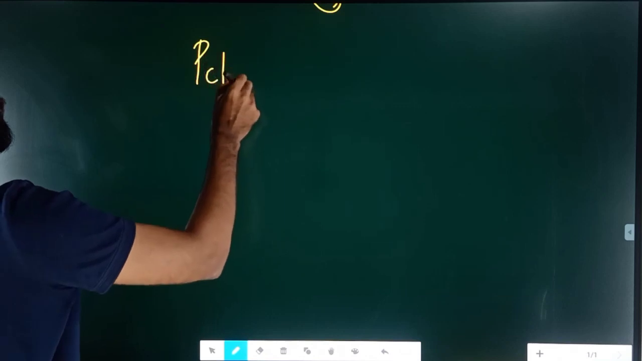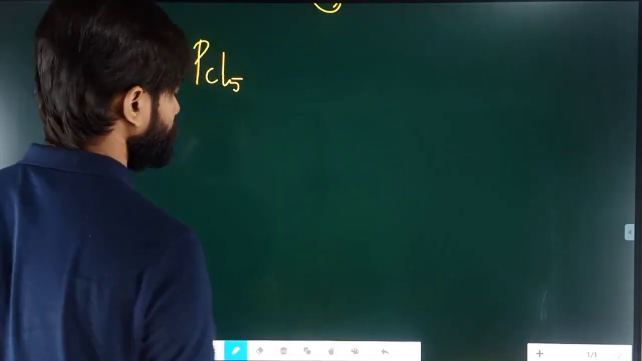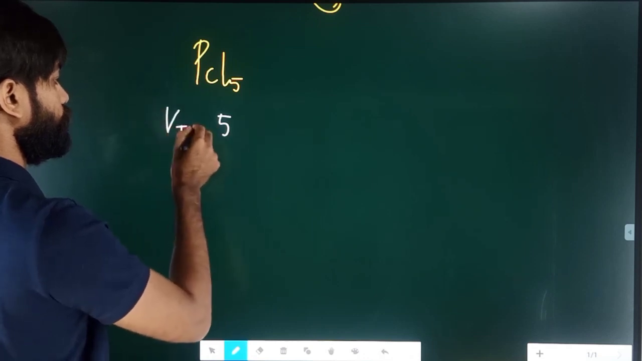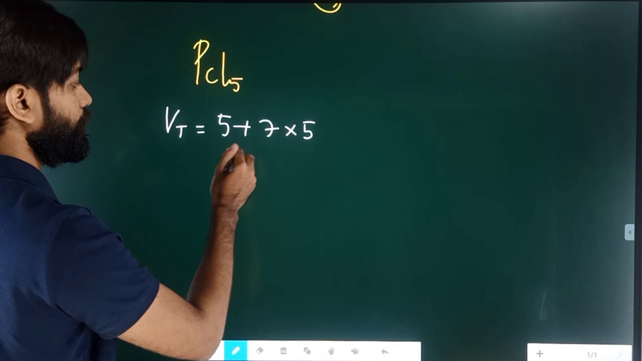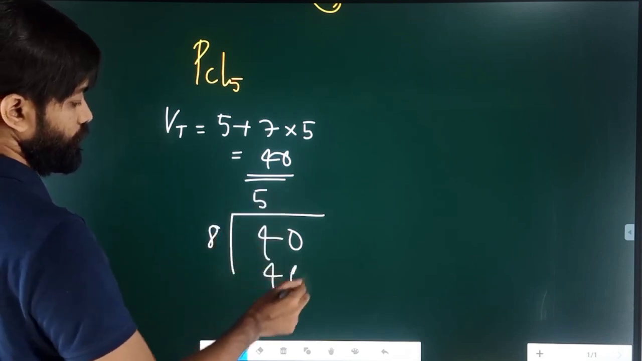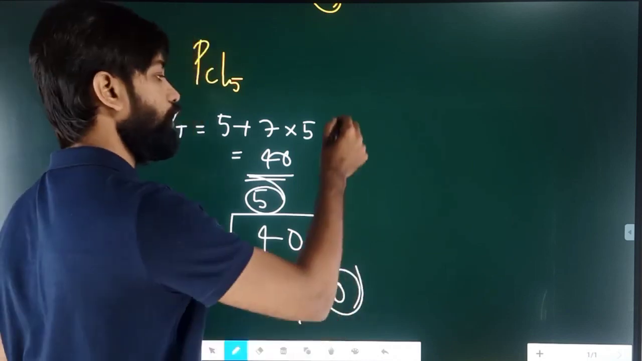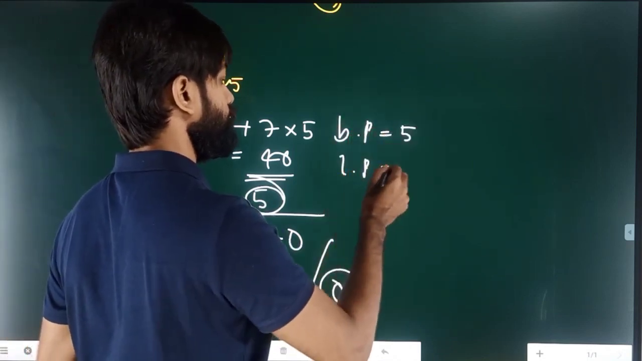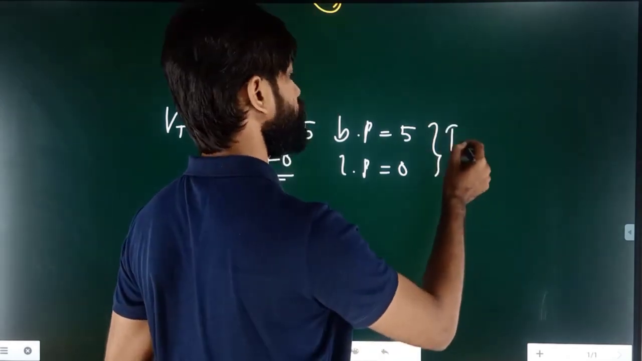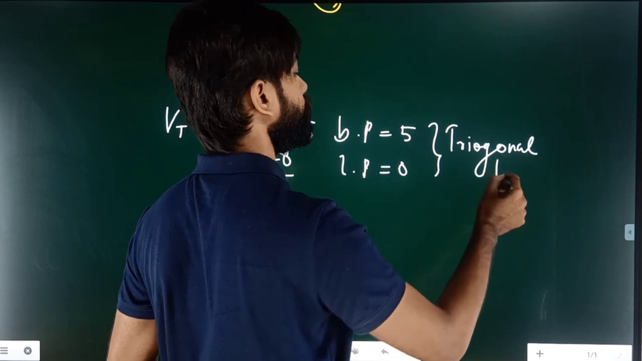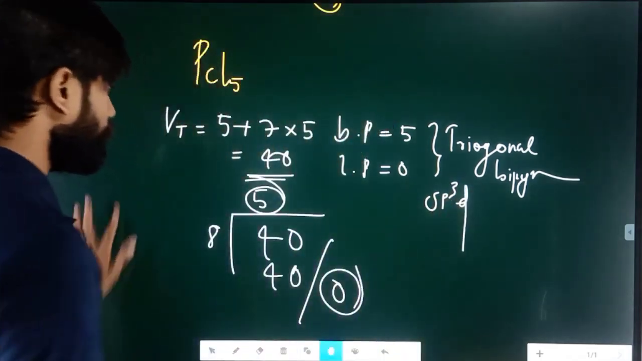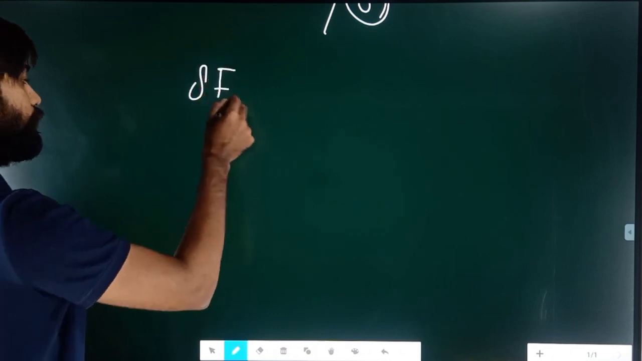If you have PCl5. Phosphorus, valence electron 5 plus chlorine 7 into 5, answer 40. And if you have 40, on division with the 8, here 5, here 0. So bond pair 5, lone pair 0. The shape is 5-0 category, trigonal bipyramidal. So the total 5 plus 0, 5. So hybridization sp3d.